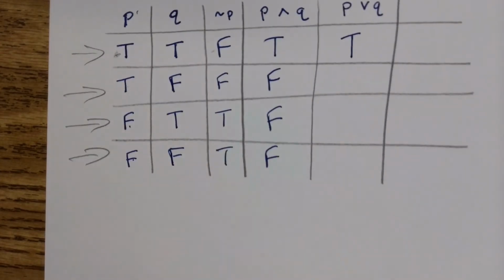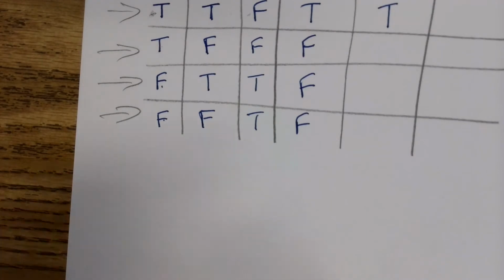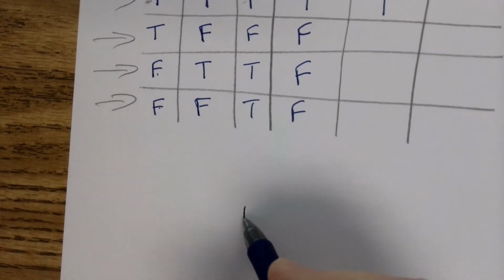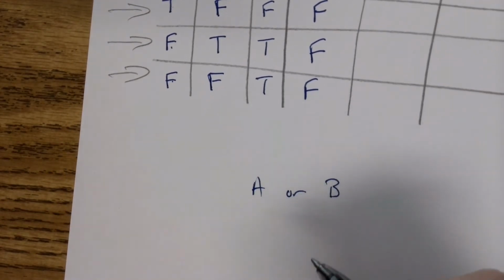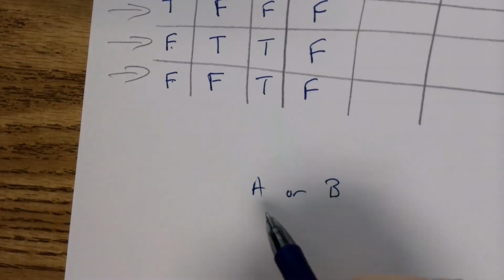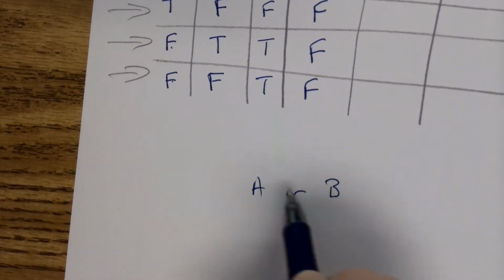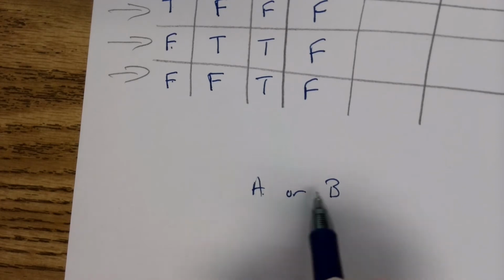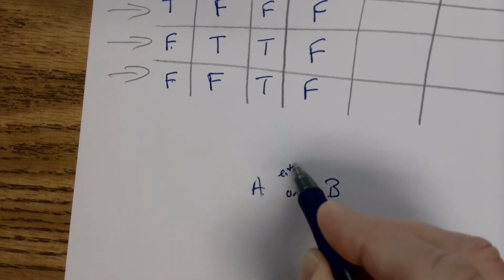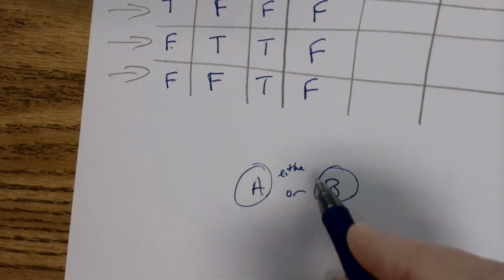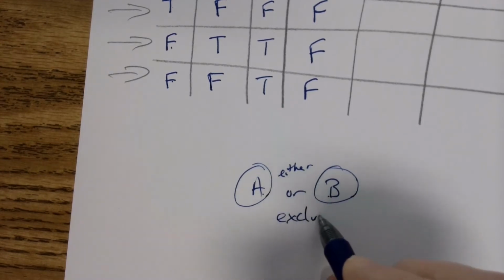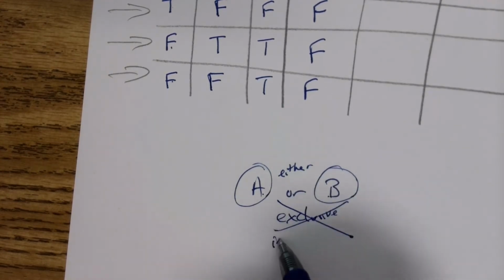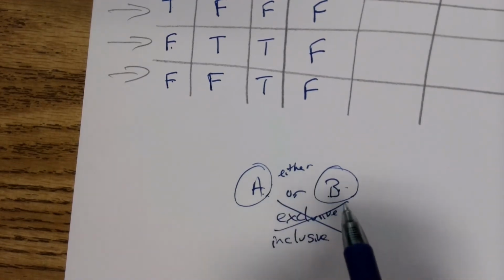I don't know if you're hearing the students in the classroom, but the student says or means either. I went to either A or I went to B, but not both. That's called the exclusive or, and that's not what we use. We use the inclusive or, which means if I went to both and I use the word or, I'm not lying.